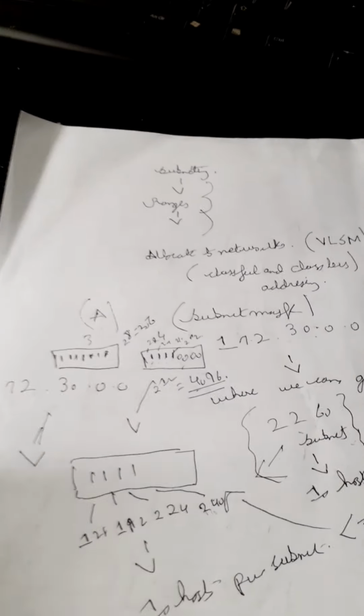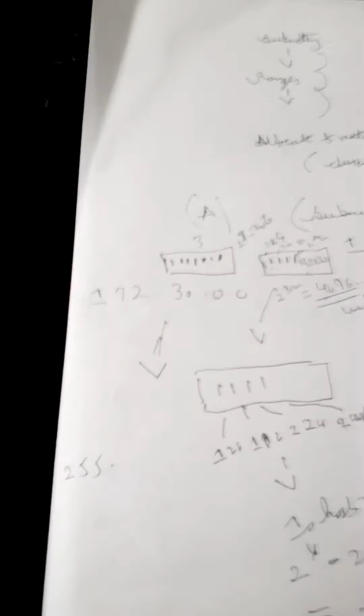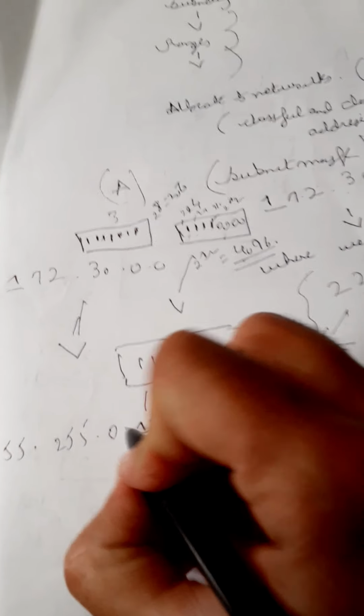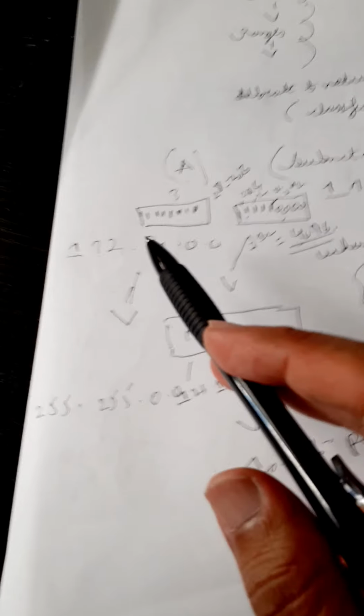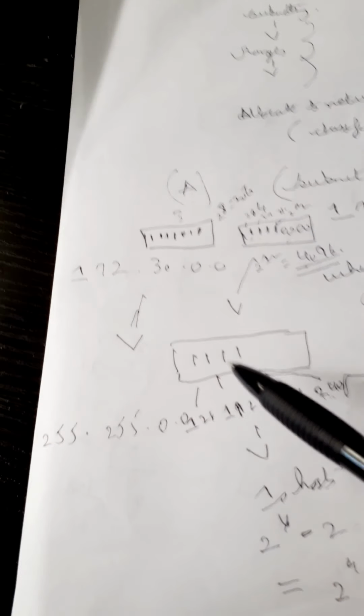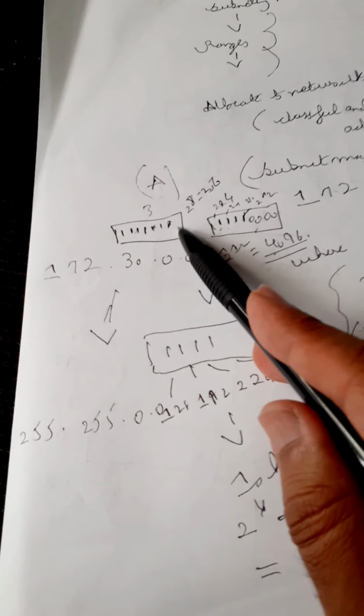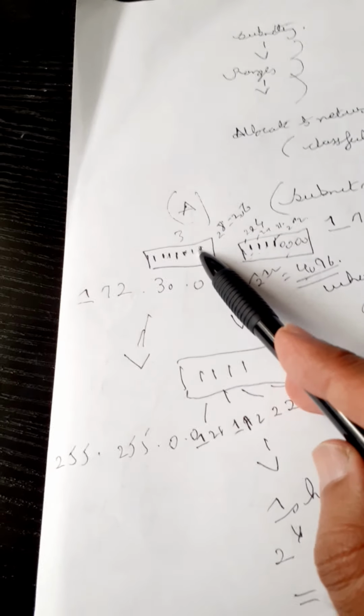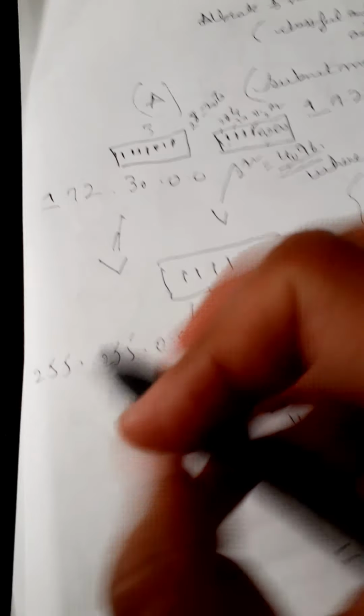So the default subnet mask is always 255.255.0.0. That's the default subnet mask for class B. But in this case, as you all know, we have moved forward and all the bits have gone to 1. So when all the bits are 1, 1, 1, 1, 1, 1, 1, 1, that's 255.